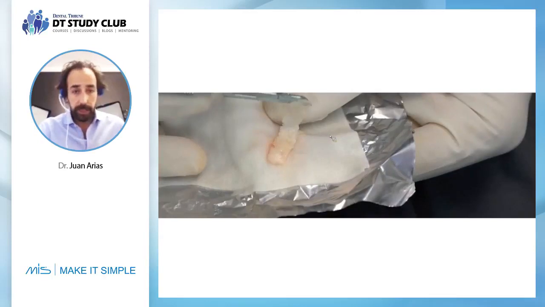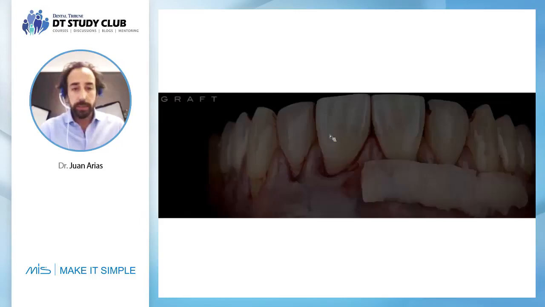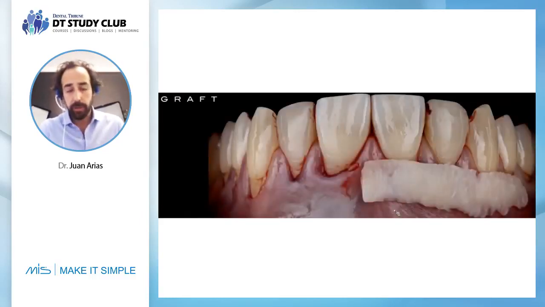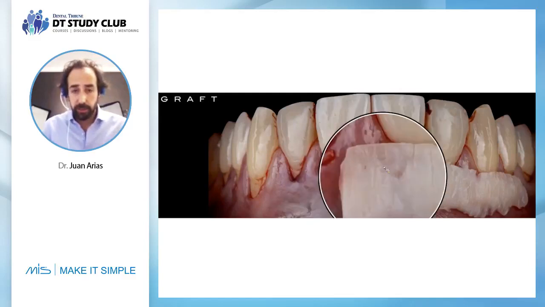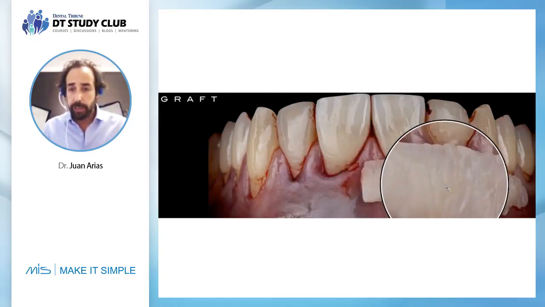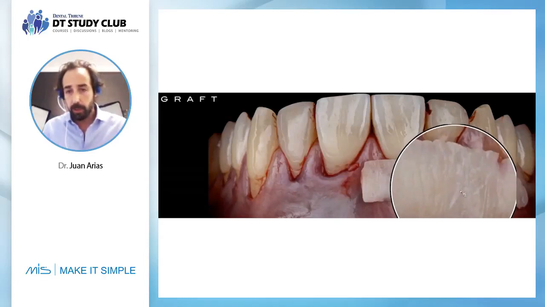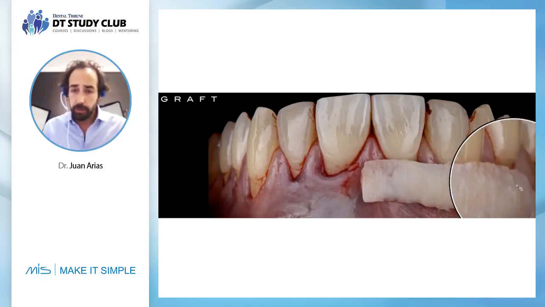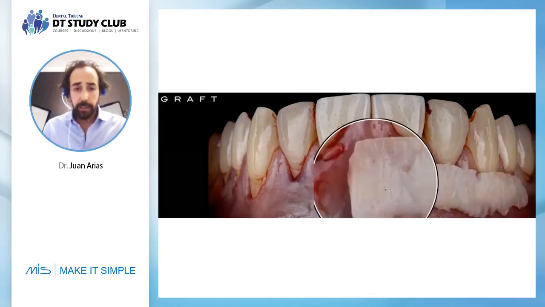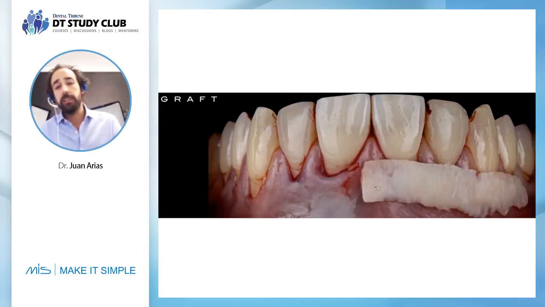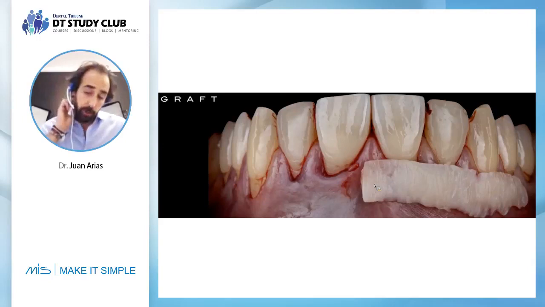So we take it out and we have a good quantity and a good type of graft. As you can see, it is now a connective tissue graft. There's no epithelium there, though you can see how the blade has gone all that way. But we are sure that we've got the quantity and quality of connective tissue graft that we wanted. If you use the other technique, sometimes you will get too much adipose tissue.